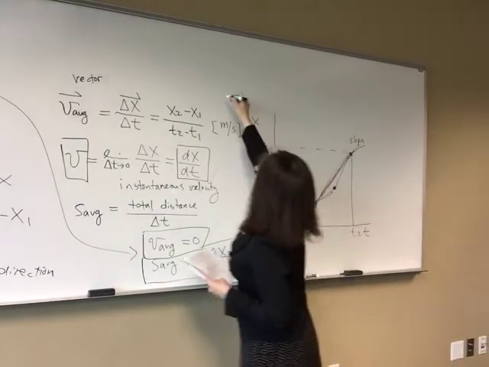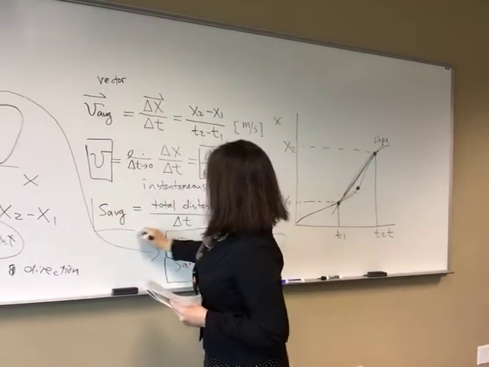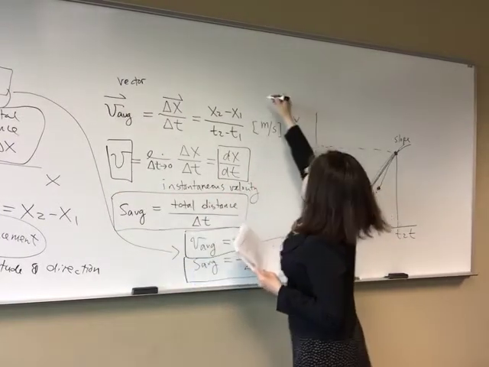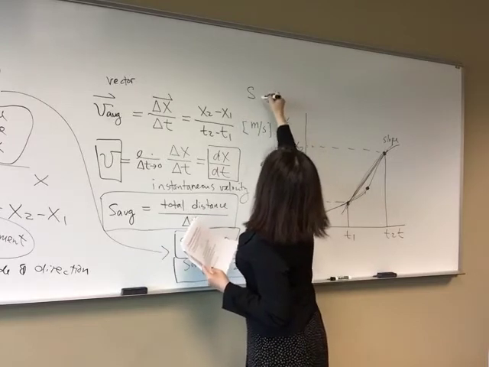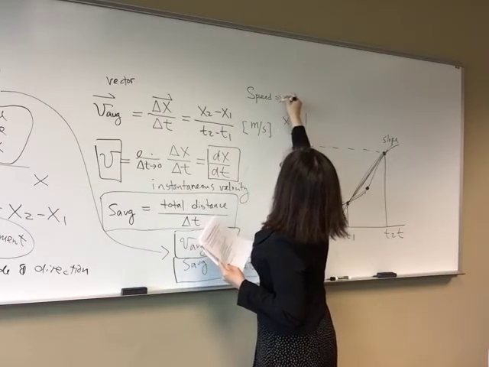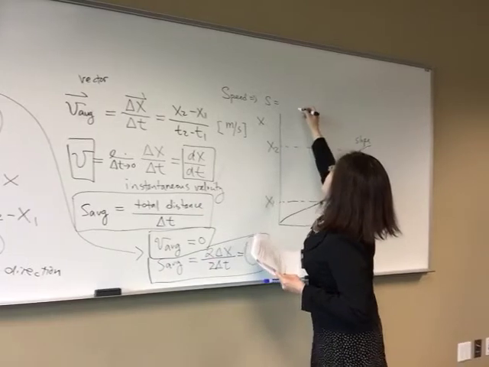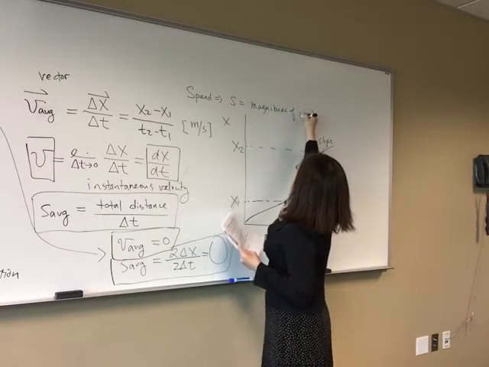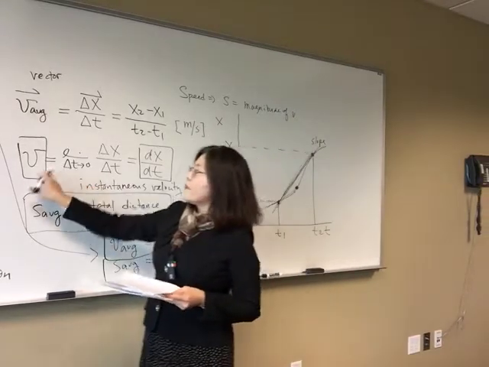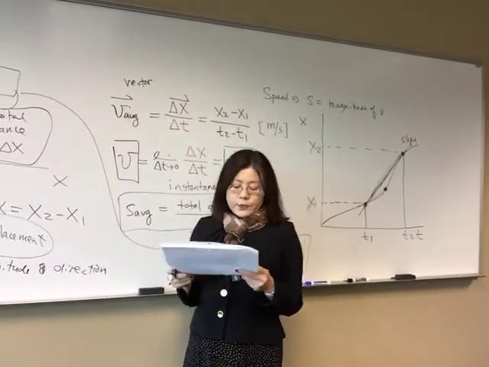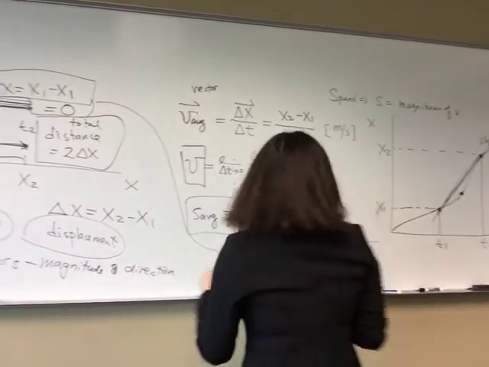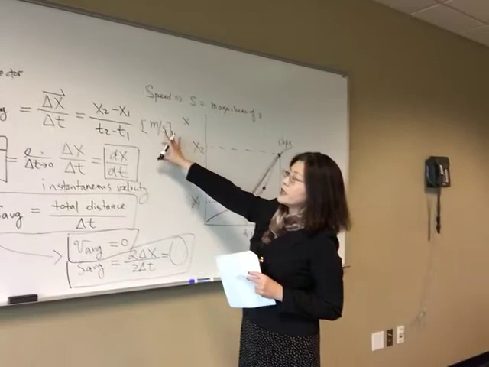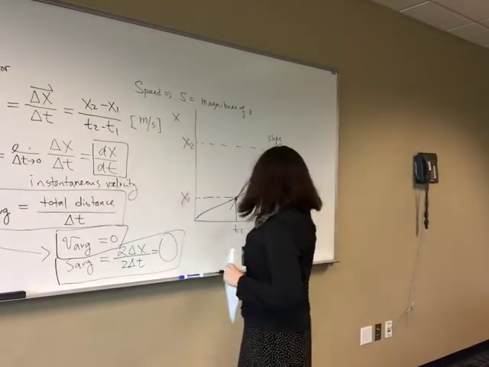Speed itself, so this is the definition of average speed. What about instantaneous speed? For instantaneous speed, we use s, and it's just the magnitude of the velocity. Whatever magnitude you have, that's just the speed. Okay, so that covers the definition of velocity and instantaneous velocity.